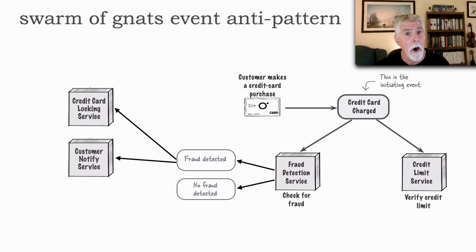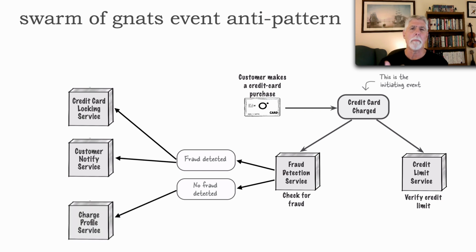Now, if no fraud was detected, a separate derived event is sent, and we have a charge profile service. This is your billing or buying profile, and that's interested if no fraud's detected because we can add that kind of charge history to your profile to better detect whether something is fraud and to get a better understanding of your buying patterns.